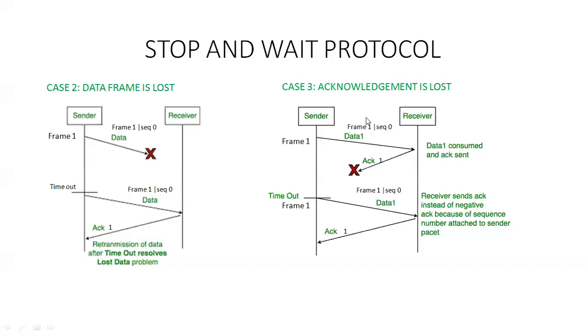The next case is what happens if the data is received by the receiver and the acknowledgement is lost. Here you have a timer, as we have already said, and the timer is on when the data is sent. Once the data is sent and the acknowledgement is also sent by the receiver, the acknowledgement never reaches the sender, and you will have a timeout. If the acknowledgement doesn't reach on time, the timer will time out.